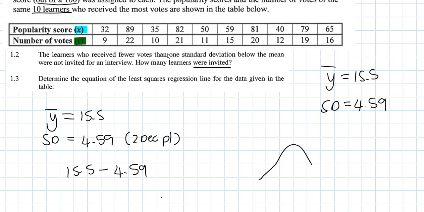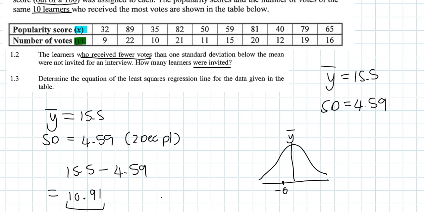So from the bell curve, it's taking us 1 standard deviation below the mean. And this comes to 10.91, rounded to 2 decimal places. Remember, we were looking for learners who received fewer votes than 10.91 votes. So fewer than 10.9 votes.